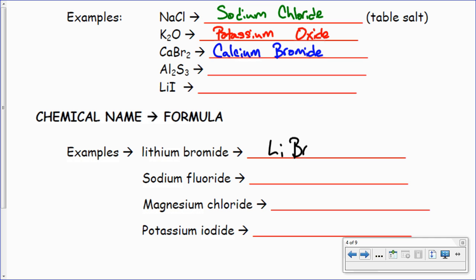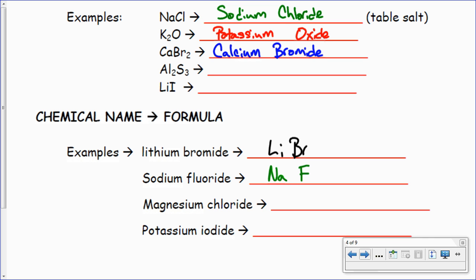Sodium fluoride. Well, sodium is Na, and fluorine is fluoride, which is F. Check out the selected oxidation states. I see sodium's usually a plus one and fluorine's usually a minus one. That's great. I don't have to change the numbers of them because those easily cancel out to zero.